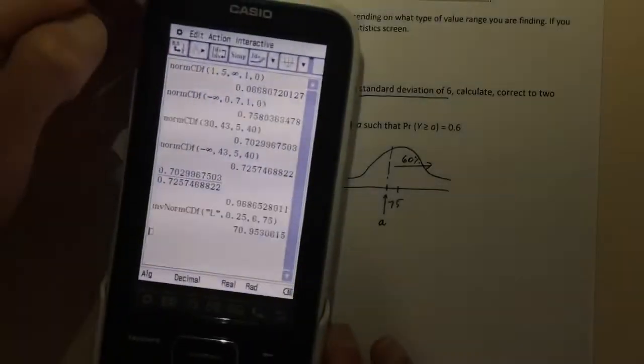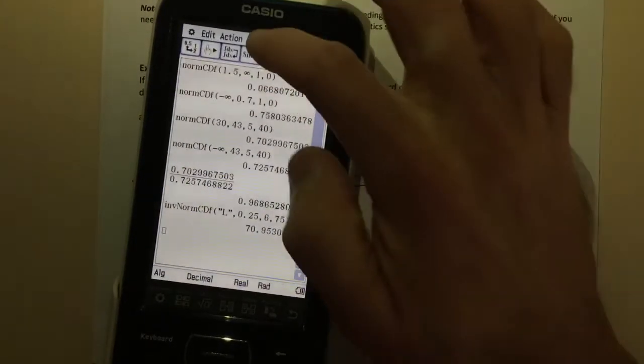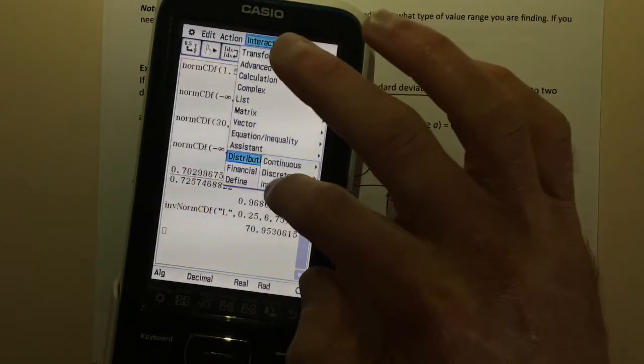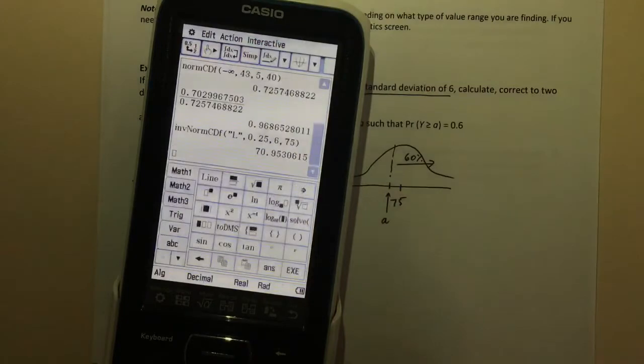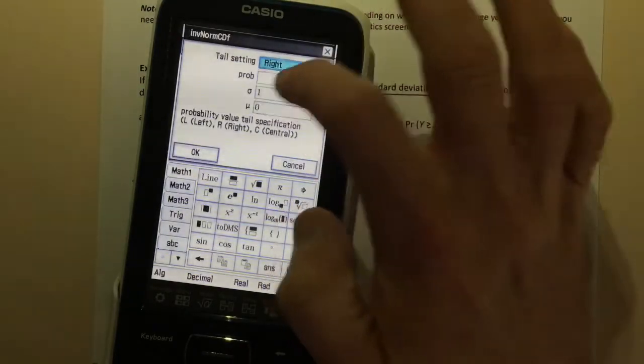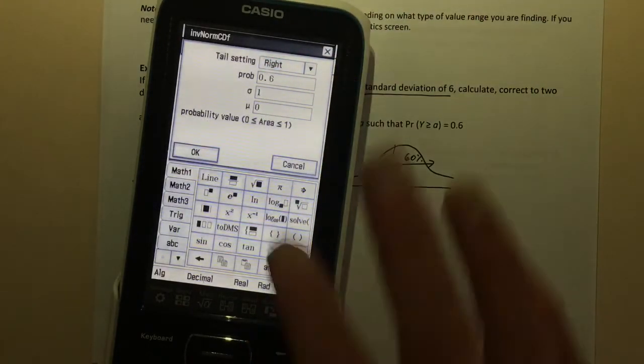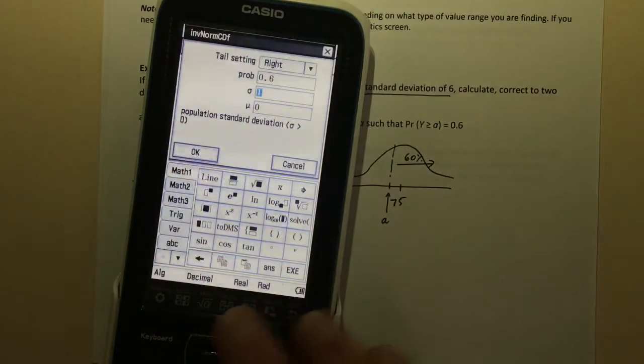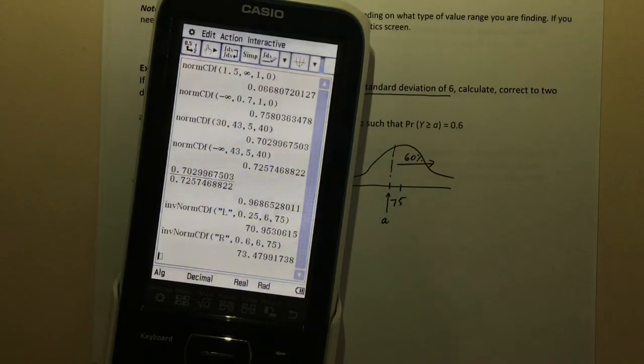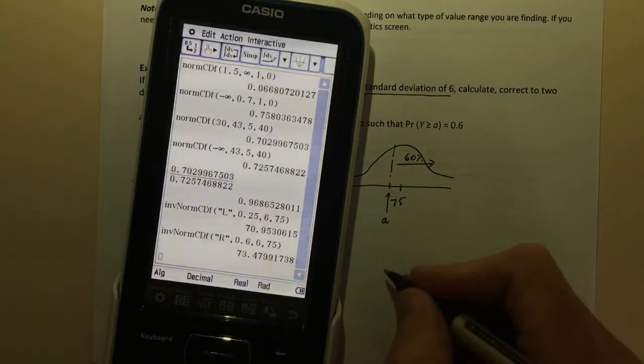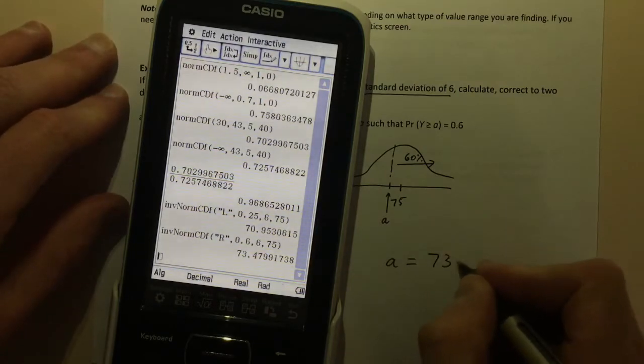So when we go to use inverse norm CDF again, it's going to be interactive distribution, inverse norm CDF, tail setting to the right, probability was 0.6, standard deviation was 6, and the mean was 75. And so this time we're getting a value of 73.479, so 73.48. So a equals 73.48.